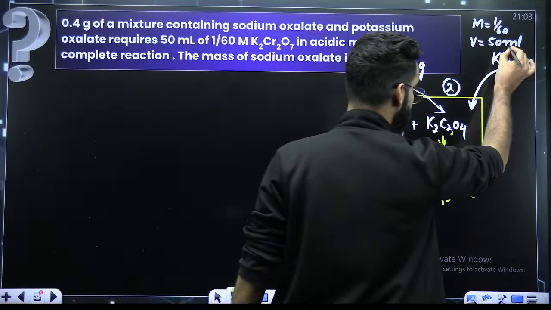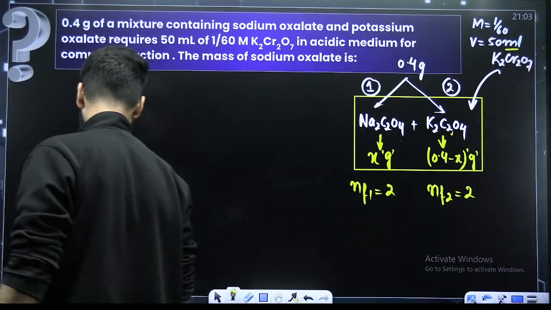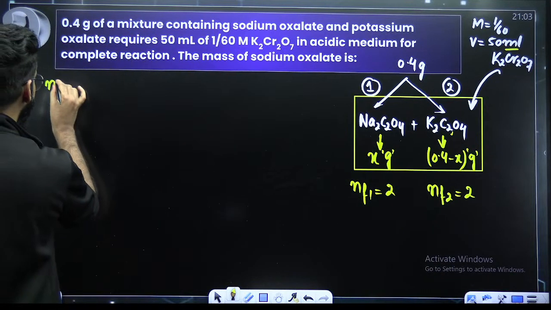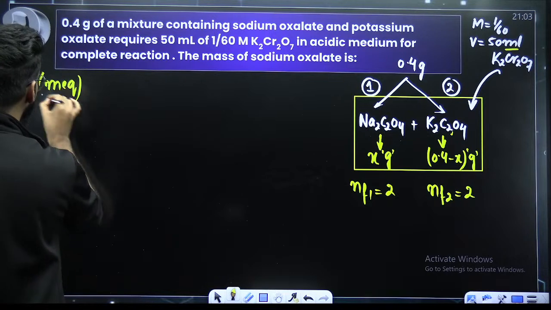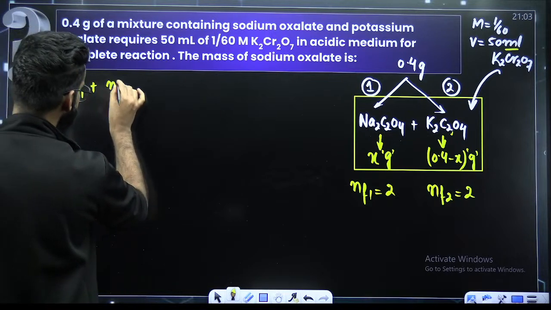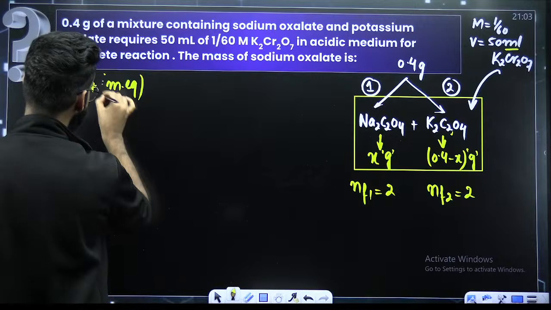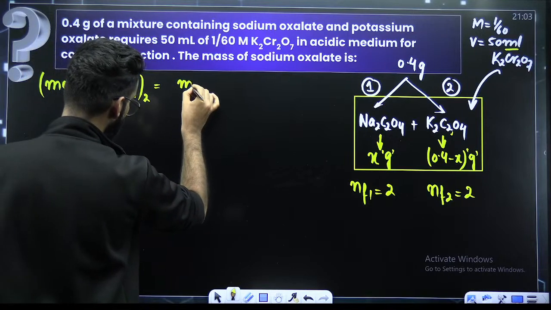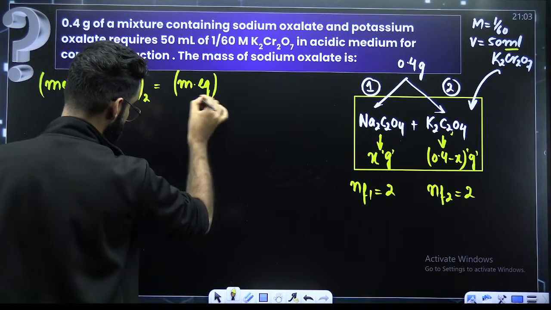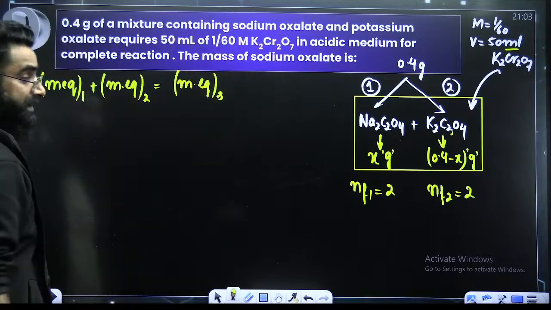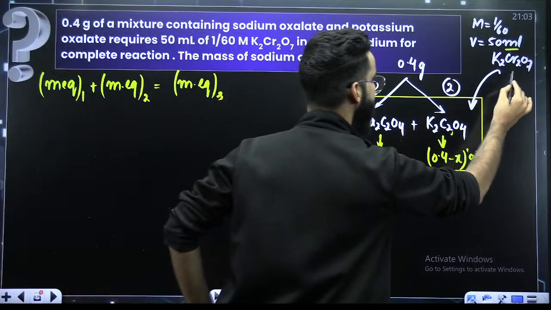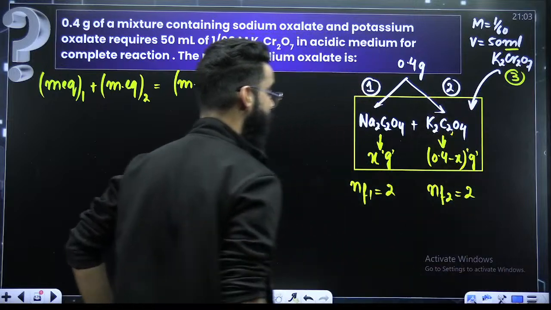Since volume is in ml, I'll prefer to write the statement of milli equivalence. I'll write milli equivalence of 1 reacted plus milli equivalence of 2 reacted has to be equal to milli equivalence of K2Cr2O7 reacted. That means milli equivalence of 3 reacted. Let me call this as 3, right?